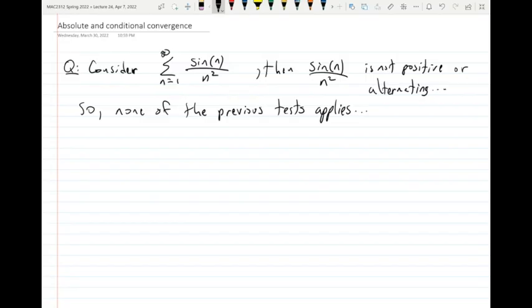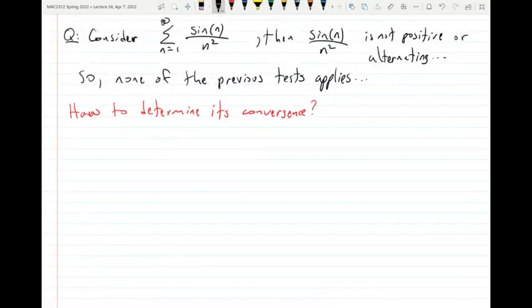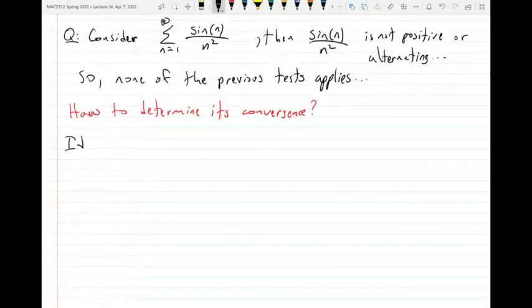So you could try the divergence test, but like I said, if you use the squeeze theorem, this is going to be less than 1 over n squared and greater than negative 1 over n squared. They both go to 0, so this limit is 0. So it may or may not converge. How to determine its convergence? The point is that we need a new idea, because the ones that we have used so far do not work in cases like this. Okay, so what's the idea?